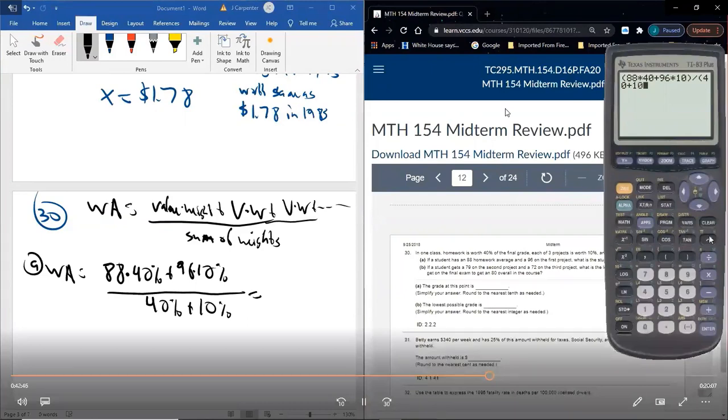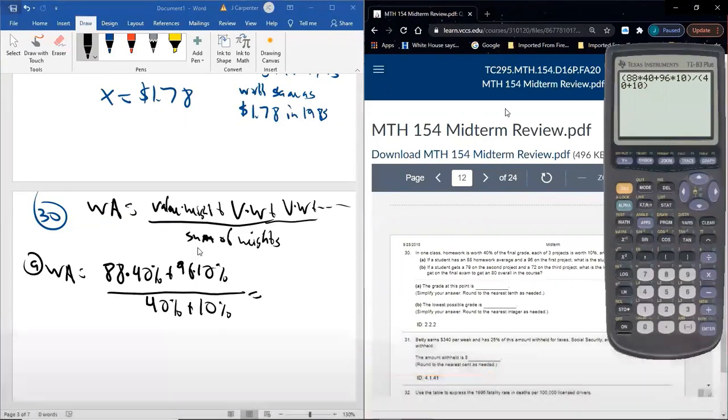If you don't like the way I'm doing this, you don't have to do it. You can do the top, write the number down, do the bottom, write the number down, then divide. And we get 89.6. So that would be our average up to this point. This makes sense.